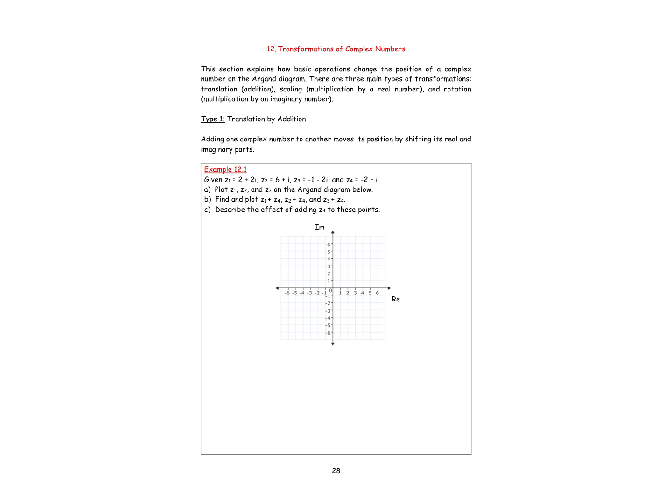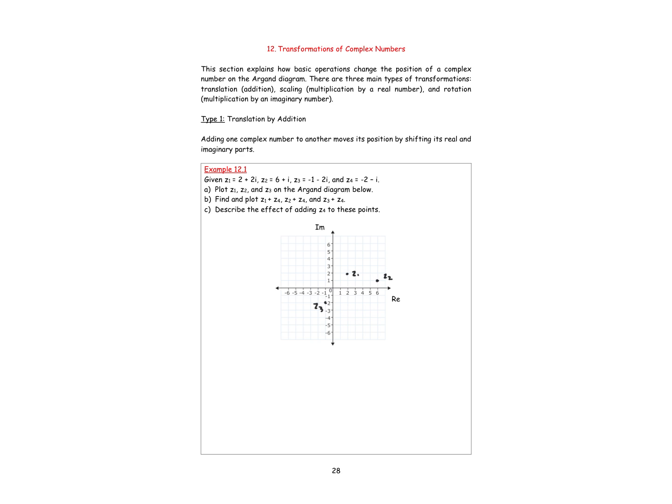In example 12.1, it says given that z1 is equal to 2 plus 2i, z2 is 6 plus i, z3 is minus 1 minus 2i, and z4 is minus 2 minus i. Plot z1, z2, and z3 on the Argand diagram. To do that, first of all, we'll plot z1, which is 2 plus 2i, which when we plot on the Argand diagram is here. The second one, z2, is 6 plus i, which is here. And z3 is minus 1 minus 2i, which is here on the Argand diagram.